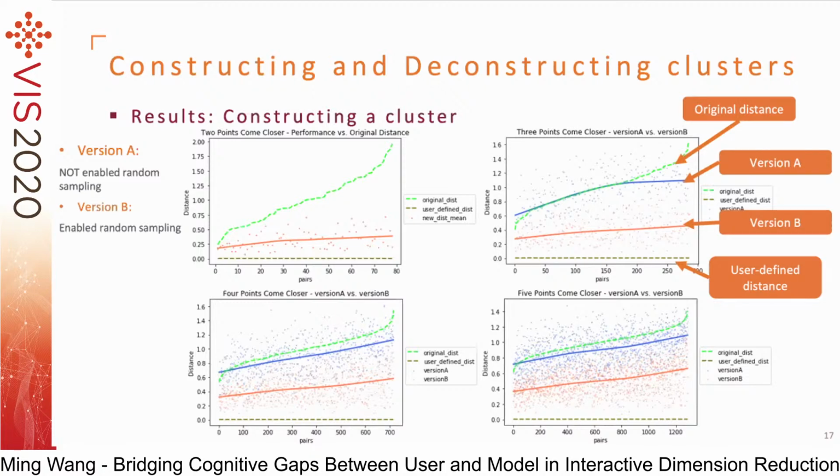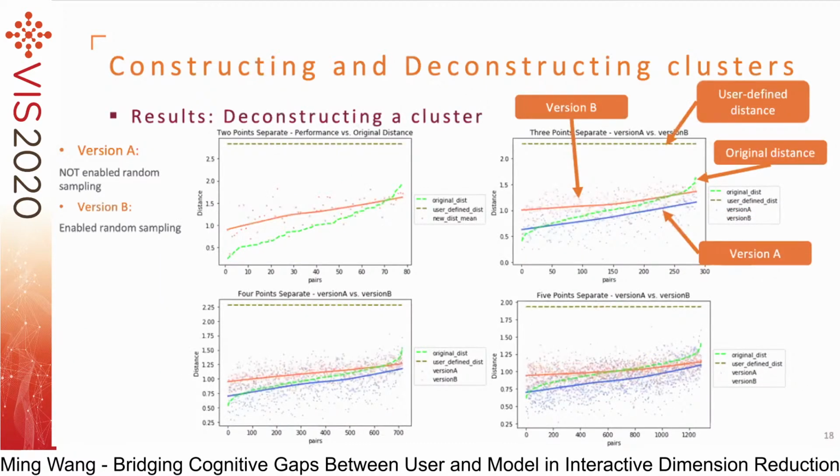And as we can see in the graph, the coral line is always under the original distance line, which means in general, the tested points create a cluster in the version B system. And also we can see that the coral color line is always under the blue line. And that means system B has a better clustering performance than version A.